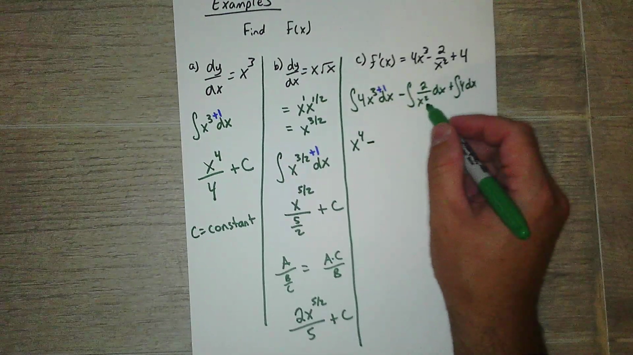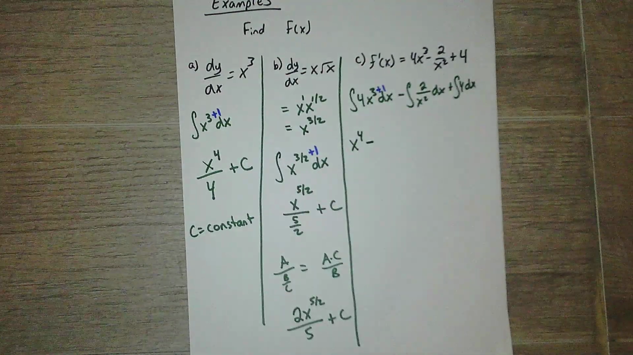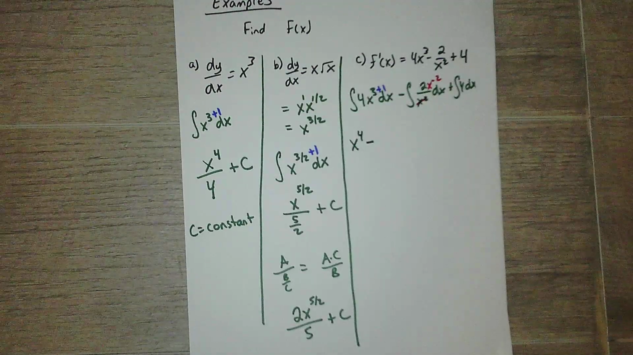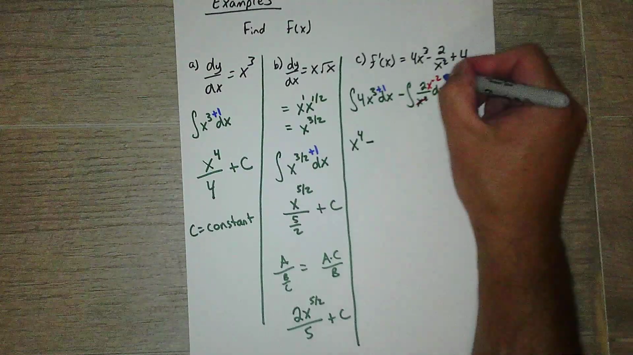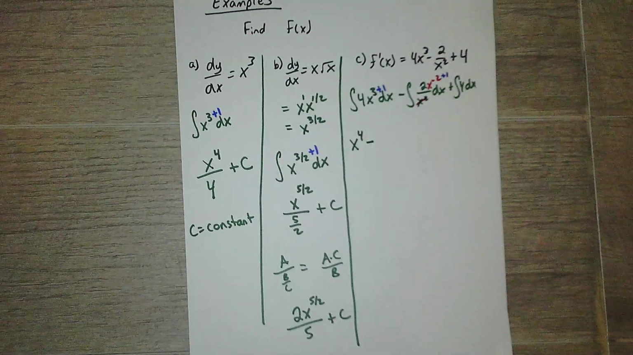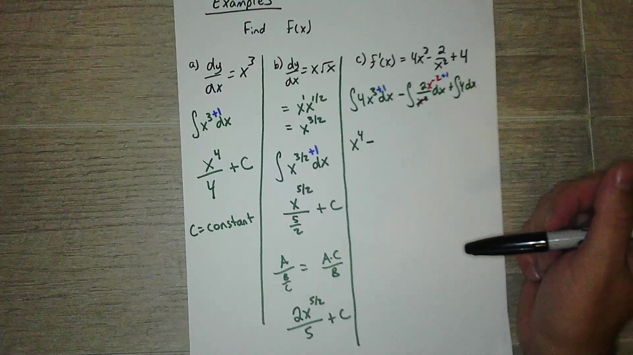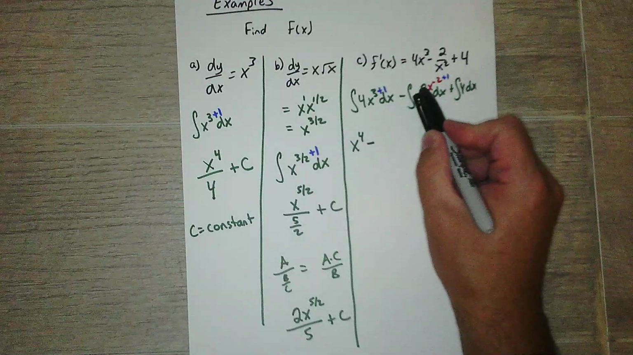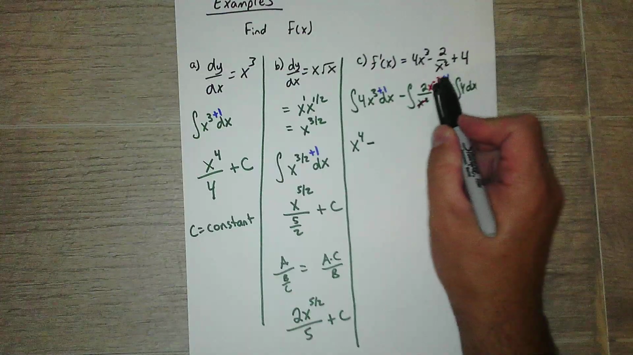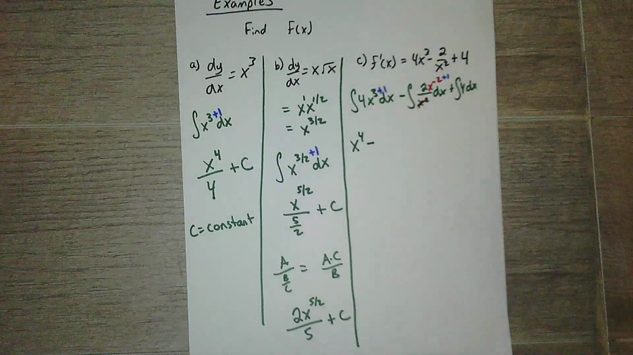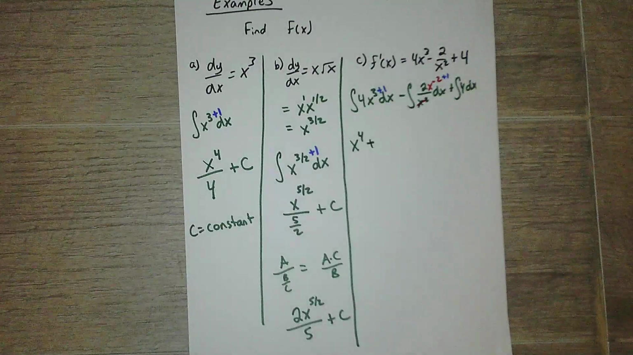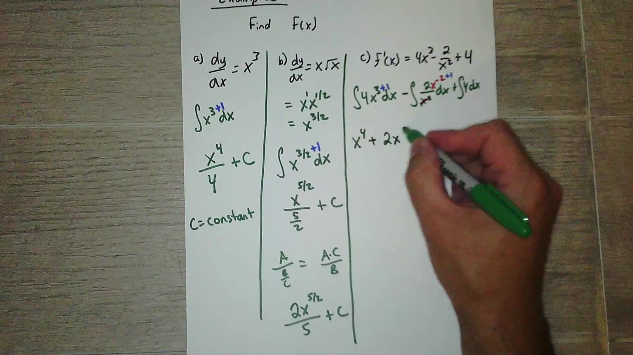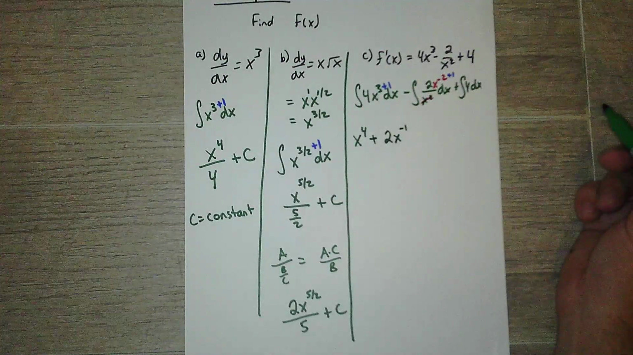Now I have to rewrite this using an exponent. So I have 2x to the negative 2. Now I'm going to add 1. Negative 2 plus 1 is negative 1. So I divide by that negative 1. I have negative 2 divided by negative 1, which gives me a positive 2. And then my x with the new exponent.